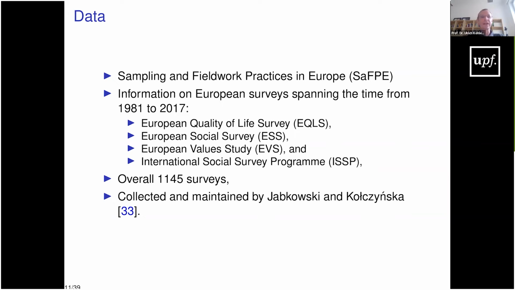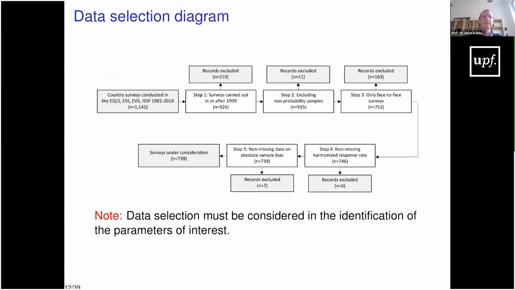So this has 4 major European survey programs, namely the European Quality of Life Survey, the European Social Survey, the European Values Study, and the International Social Survey Programme. If I know correctly, the European part of it, and not the worldwide part of it. Overall, these are 1,145 surveys, so there is much work going into this data set. From this data set, we selected a subset, not a small subset.